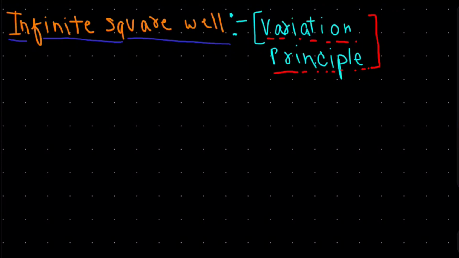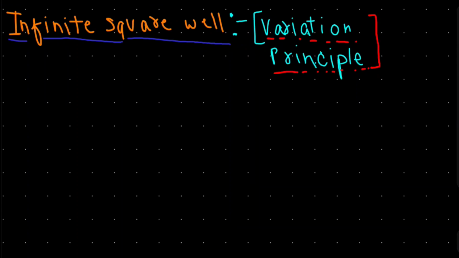So in this particular video, we are going to discuss the infinite square well derivation of the ground state energy using the variation principle. We have used the same for the delta potential and for the harmonic oscillator, but this is going to be quite different from that. How?